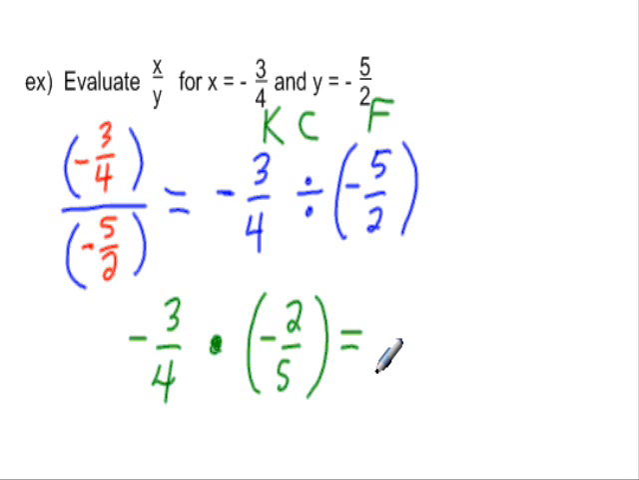Okay, as far as multiplying these together, I would like for you to finish it, and then we'll check our answers. After cross-canceling and multiplying straight across, I got 3/10, and because I have a negative times a negative, my answer is positive 3/10. We have one more thing to discuss today, and that involves exponents.